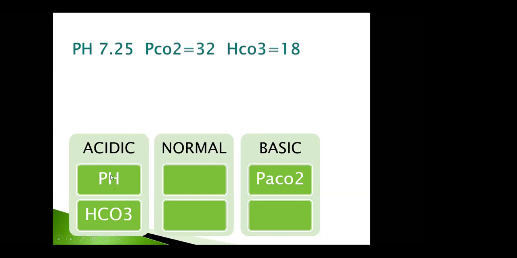So we have here metabolic acidosis, as the pH and bicarbonate are placed in one row, if you can see.